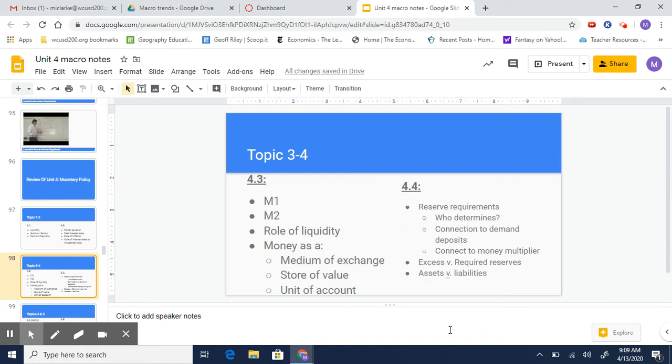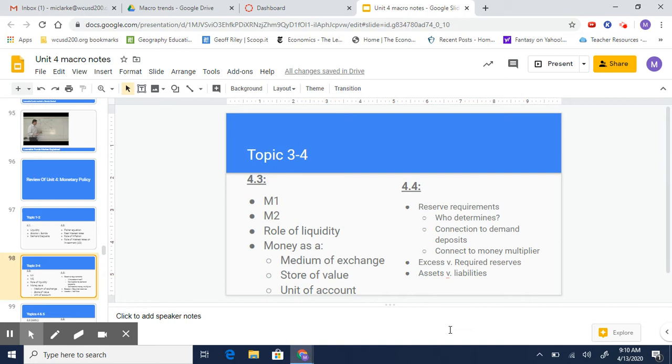All right, 4.3 deals with M1 versus M2 money supply. M1 is the most common, and one way to think of M1 is liquid assets. So think of those things I talked about in the last slide: currency, demand deposits, traveler's checks, coins. That's what you need to keep in mind. That's M1 money supply, liquid assets.